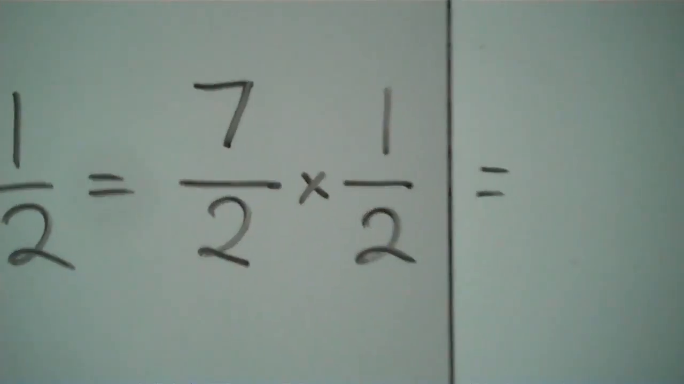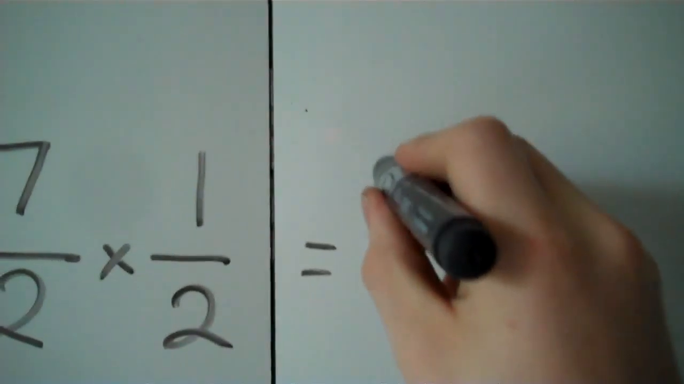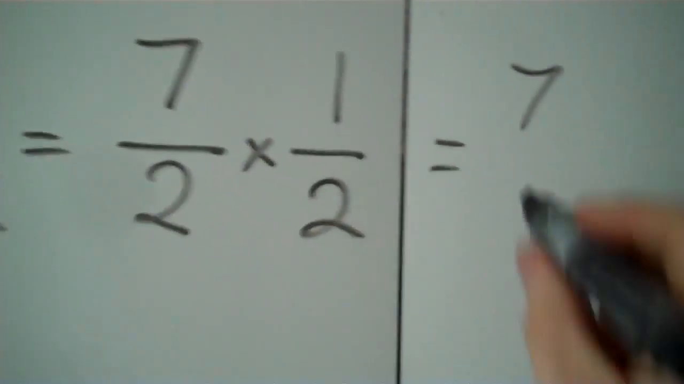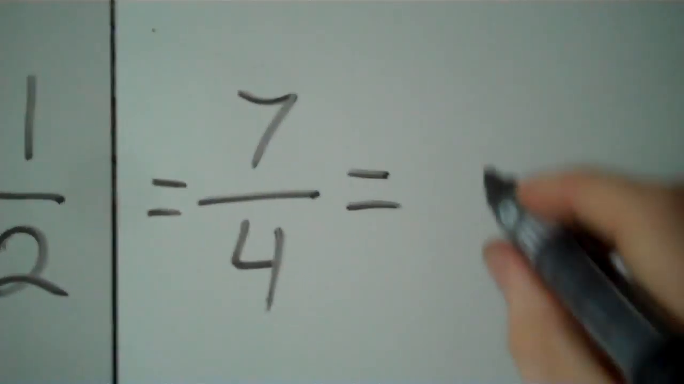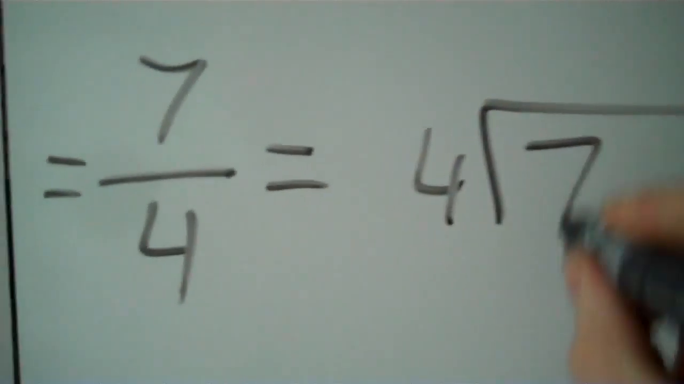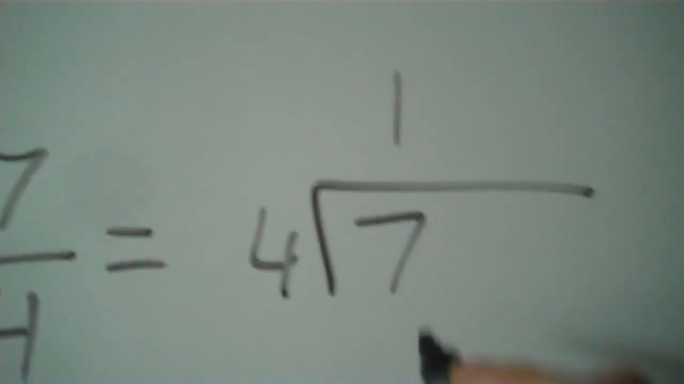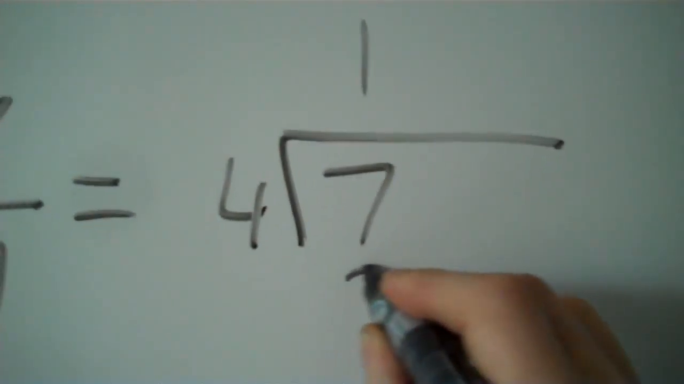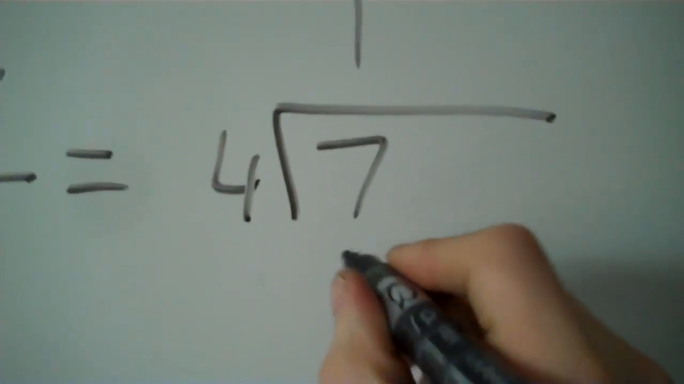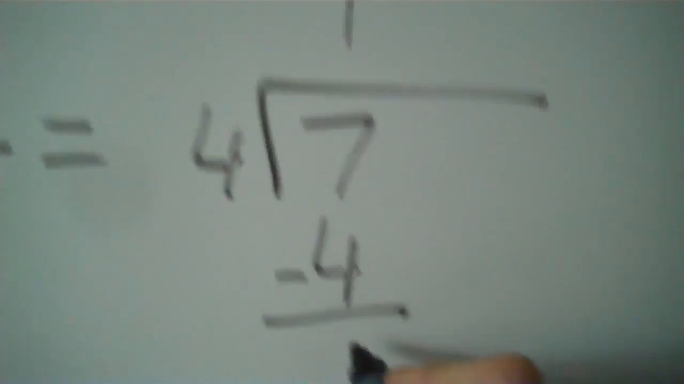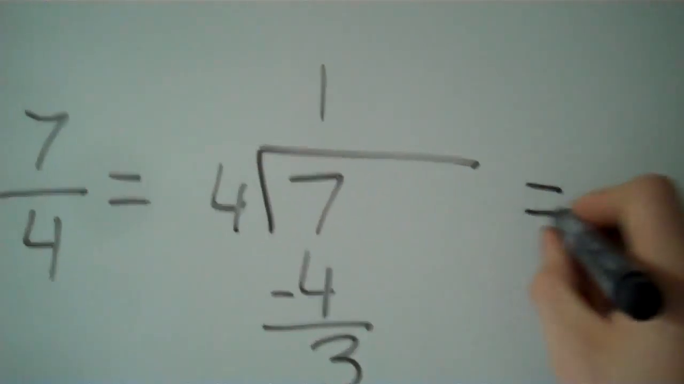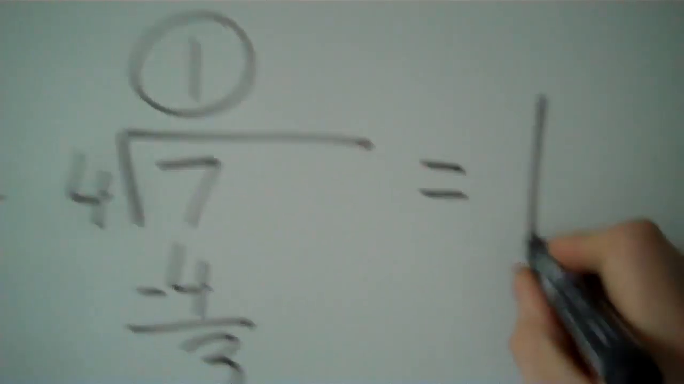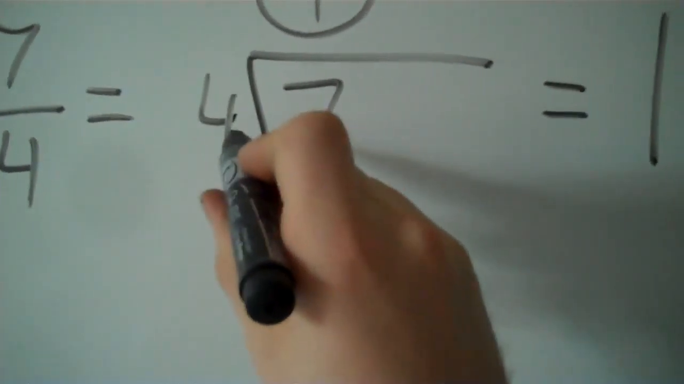And now I can just multiply like normal. 7 times 1 is 7. 2 times 2 is 4. So let's change this into a mixed number. 4 goes into 7 only once. 4 times 1 is 3. No, it is not. 4 times 1 is 4. There we go. But my remainder is 3. Which means my final answer will be 1 whole and 3/4.